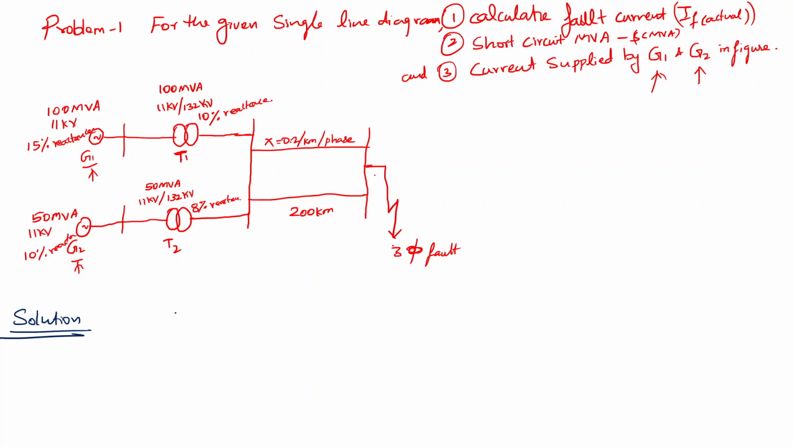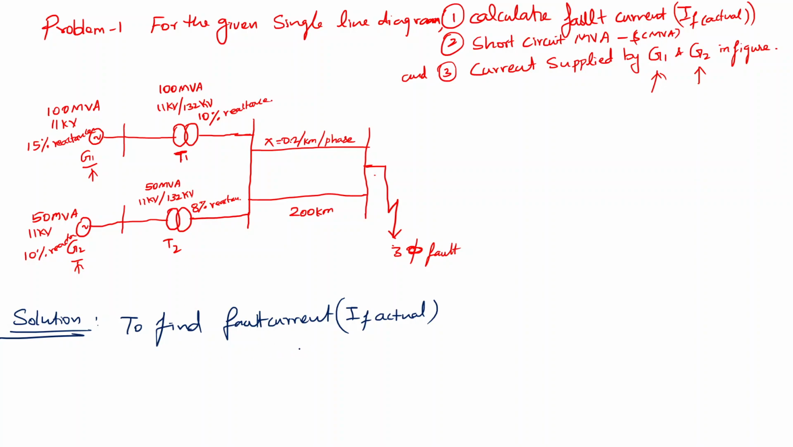So, the solution starts from the first step. The first step of yesterday's theory is the single line diagram. We need to find the single line diagram, but that single line diagram is already given in the question, so we can skip the first step and go to the second step. Why are we going for the second step? To find what first? Fault current, right? Fault current IF actual. So we need to find IF actual.